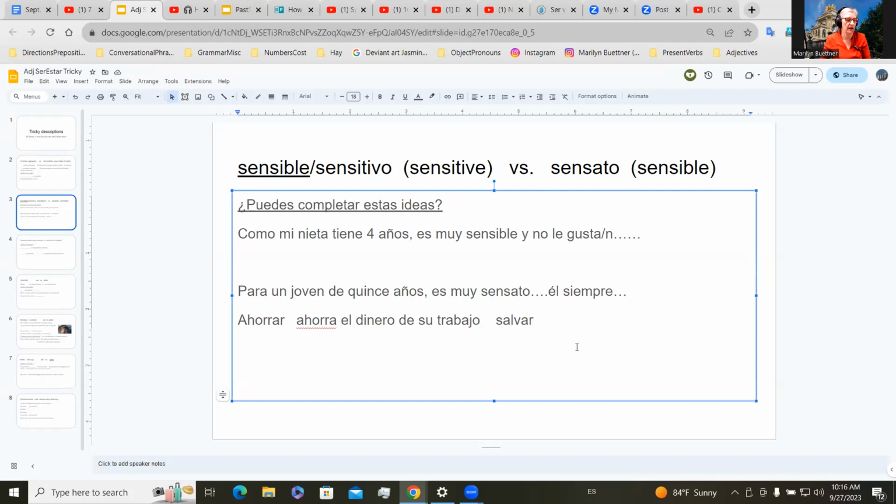Saving somebody from drowning, saving somebody from running out in the street, saving. So that's not saving as in putting money aside. Yeah, there are two different verbs, totally different verbs that do that.